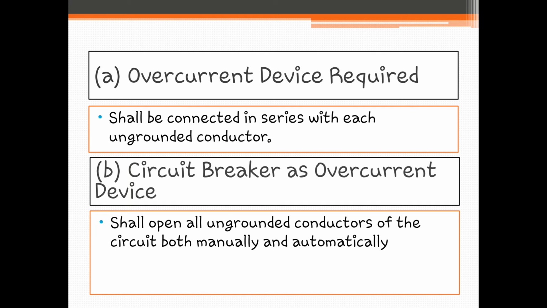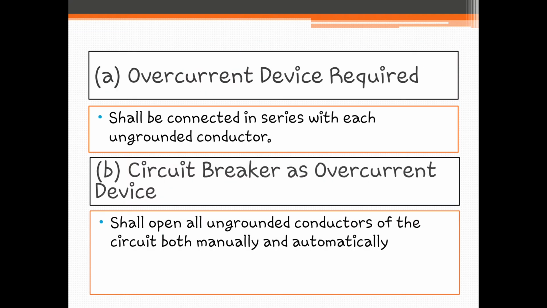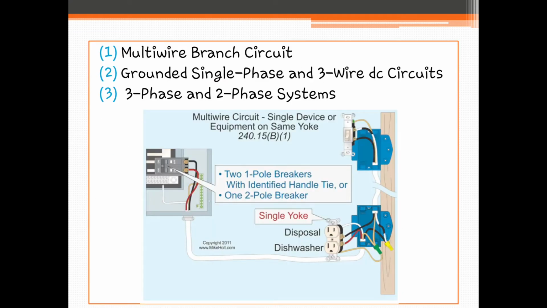Next is circuit breaker as overcurrent device. It shall open all ungrounded conductors of the circuit both manually and automatically. So okay guys, these three conditions are under circuit breakers as overcurrent device.